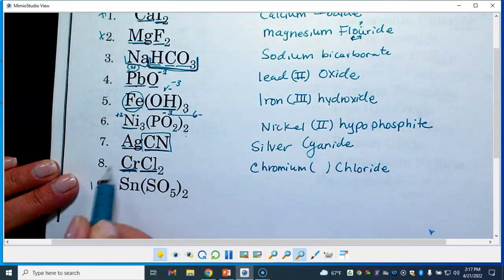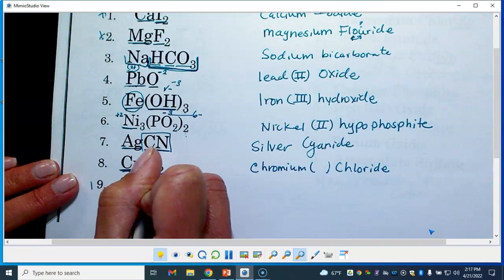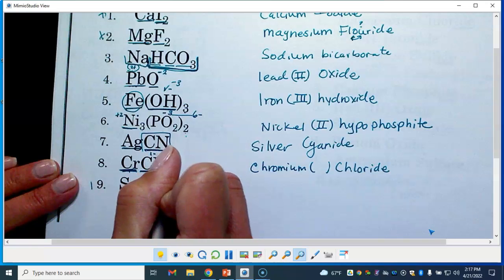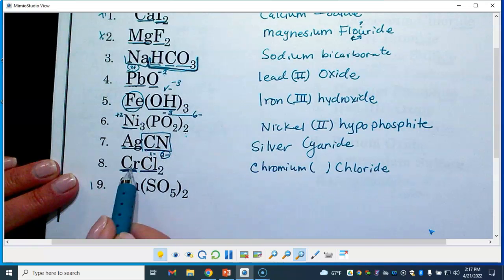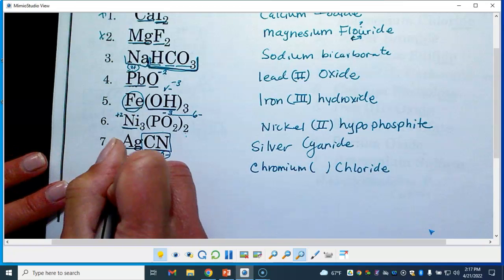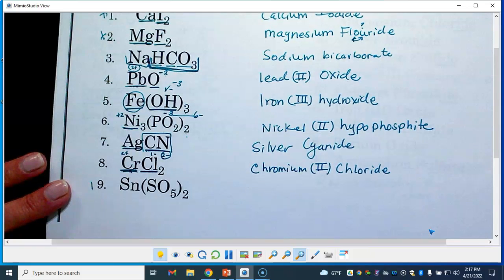So let's work backwards. What's chlorine's oxidation number? -1, but I got 2 of them, right? So 2 times -1 gives me an overall of -2. So my one chromium atom has to have what charge? Has to have +2. So I'm going to put 2 in my Roman numeral.